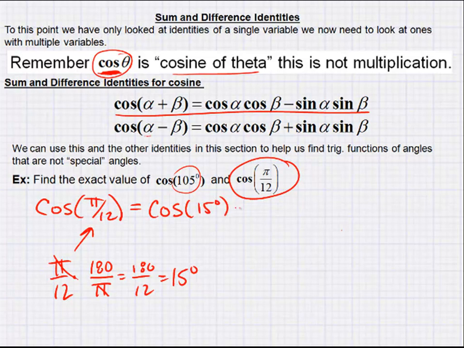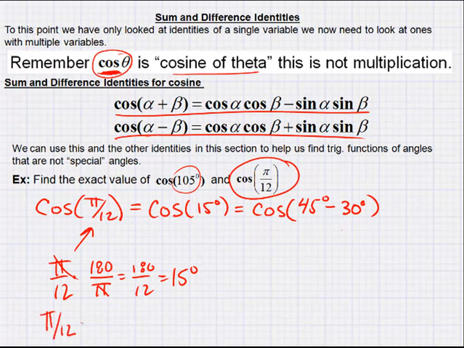Well, what two angles, when I add them or subtract them, and they have to be special angles, would get me 15 degrees? Well, how about 45 degrees minus 30 degrees? So if I think about this as a difference, and I use the difference identity, then I should be able to find the cosine of pi twelfths, or 15 degrees. Which basically tells me that pi twelfths is pi fourths minus pi sixths. Pi fourths is 45, pi sixths is 30.